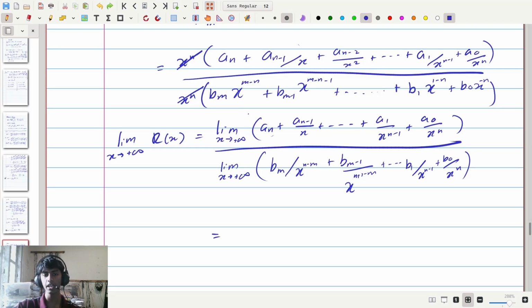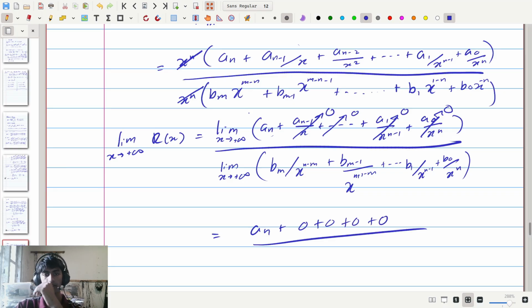This thing stays as a sub n. The next term is going to be this thing, and that's going to be approaching 0. The next term here is going to be approaching 0. All of these terms here are going to be approaching 0. So we have plus 0, 0, 0, 0 all the way here.